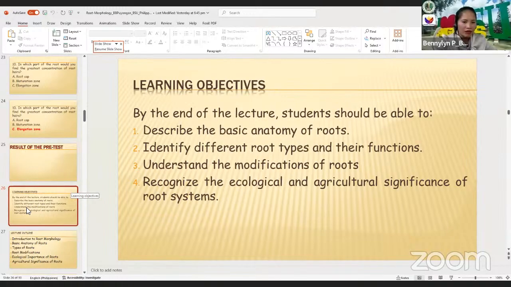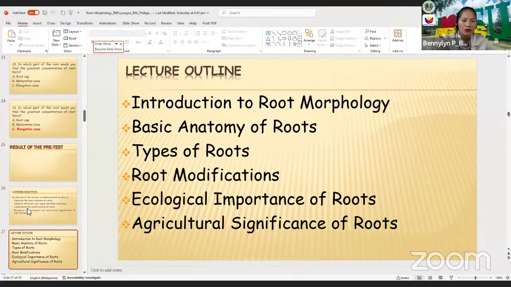So in total, we have these subtopics. The first lesson will be Introduction to Root Morphology. The next one is Basic Anatomy of Roots, followed by the types of roots, root modification, the ecological importance of roots, and the agricultural significance of roots. If you have questions, you can take down notes, and later on, in the open forum, you can raise them.